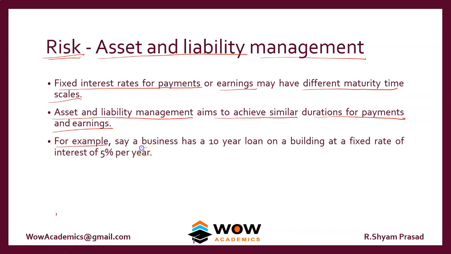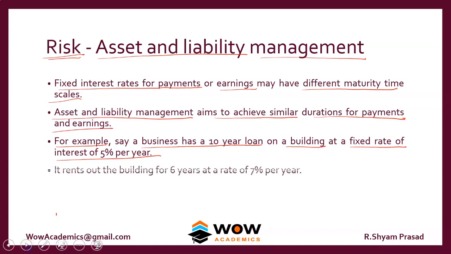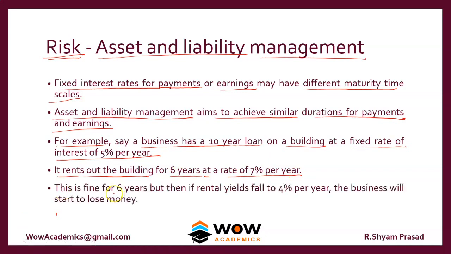For example, a business has a 10-year loan on a building at a fixed rate of 5% per year. So the company has a building with a 10-year loan and it pays a fixed rate of 5% per year. Now this company rents out the building for 6 years at a rate of 7%. This is fine for 6 years, but if the rental yield falls to 4% per annum, the business will start to lose money.